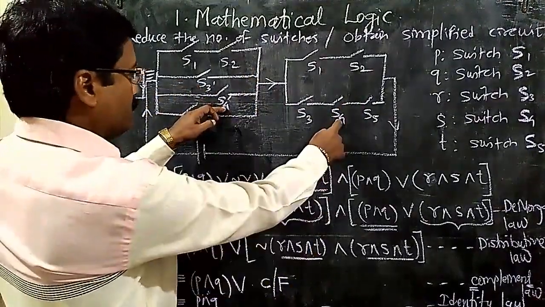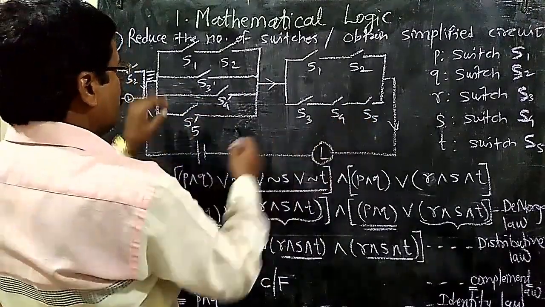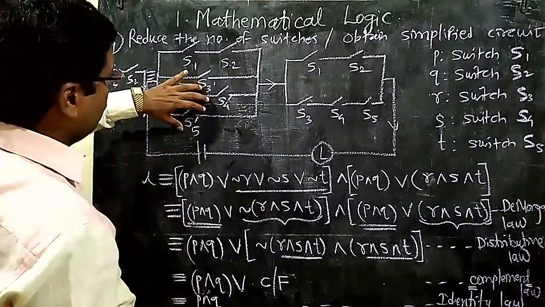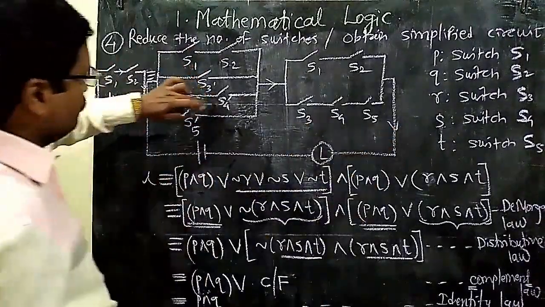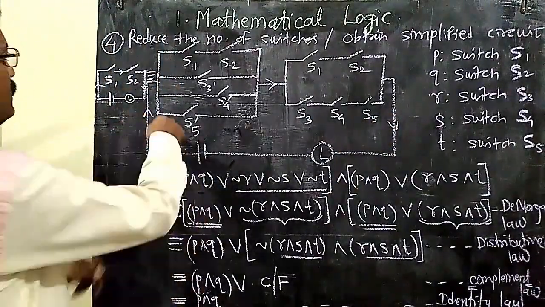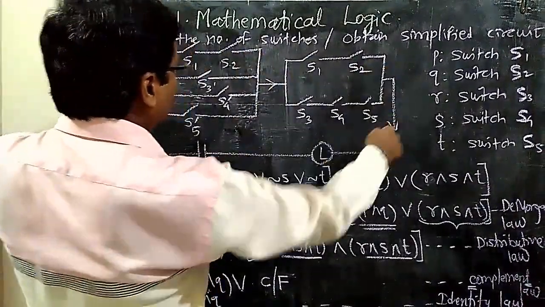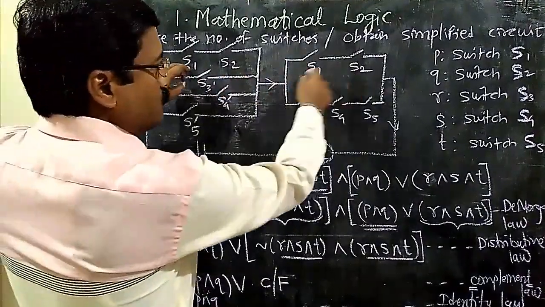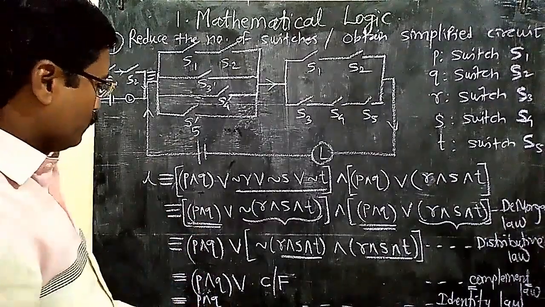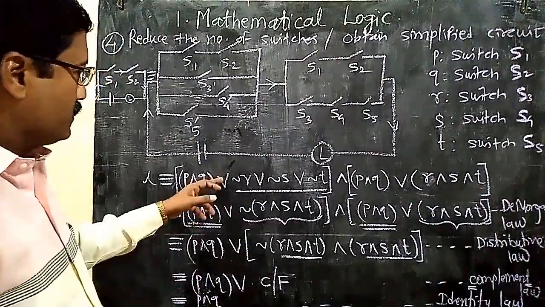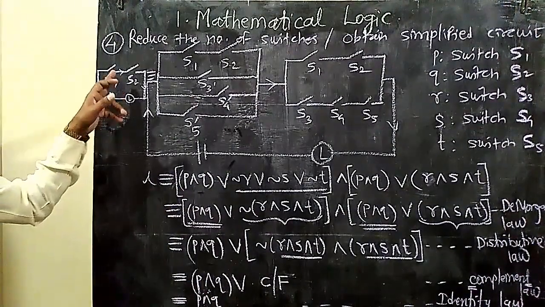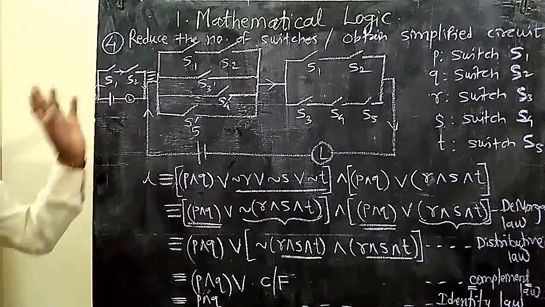Similarly S4 dash, S4, S5 dash, S5. So whenever these switches are closed, these 3 will be open. If any one of these 3 is closed, current will not pass through this branch. So there is only one way remaining for the current to flow, that is, S1 and S2, these two switches must be on. Then current will pass. So we get the simplified form of this symbolic form as P and Q, and we get the simplified circuit as a circuit containing a series combination of switches S1 and S2.